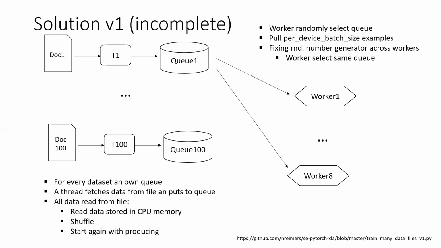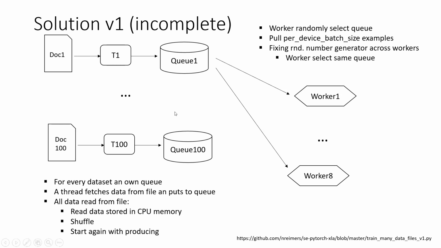Yeah, it's still quite easy to implement on the worker side. You just ensure you select the same random number generator with the same seed, and then you know they pull from the same queue. But then they randomly select one, and you haven't implemented which data set they should take more often than others, right? Yeah, you do this by sampling with weights.